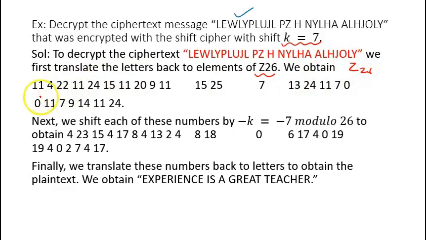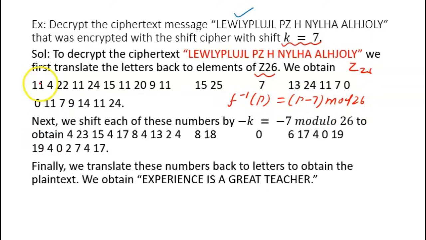We obtain a string like this, because L stands for 11, E stands for 4, W stands for 22. So we get this message. Now we have to use the inverse function. So what is the inverse function? F inverse of P is equal to P minus 7 modulo 26, because we are decrypting the message. So we subtract 7 from each of them.